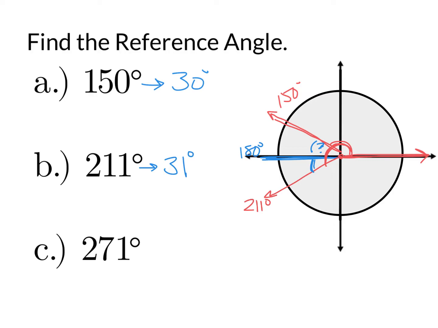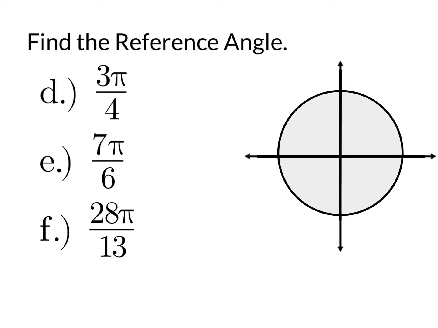For 271 degrees, we know that the negative y-axis is at 270, so if we go just past that, this angle is our 271 degree angle, and we want to find the reference angle, which is the angle it makes with the nearest x-axis, which is going to be going all the way around to this 360 degrees. To find that reference angle, we'll do 360 minus 271, and we get 89 degrees.